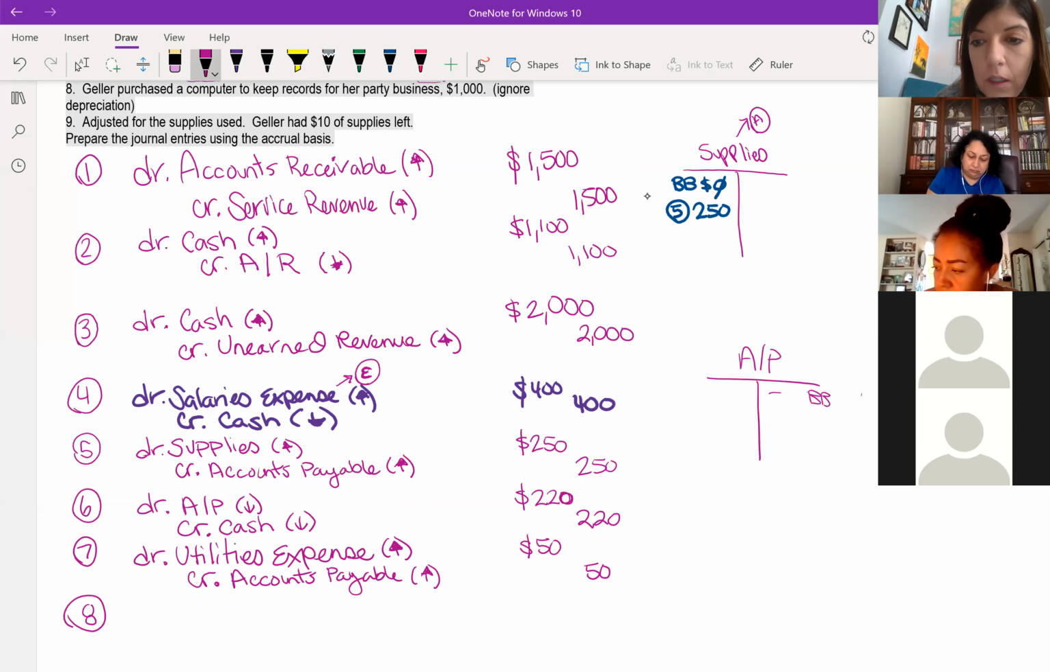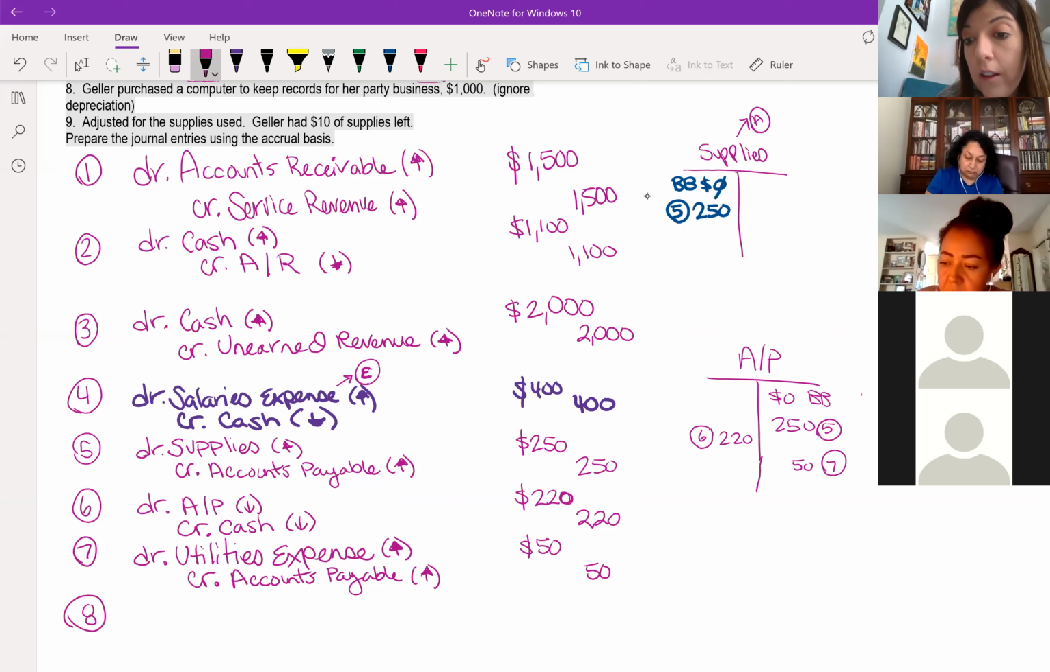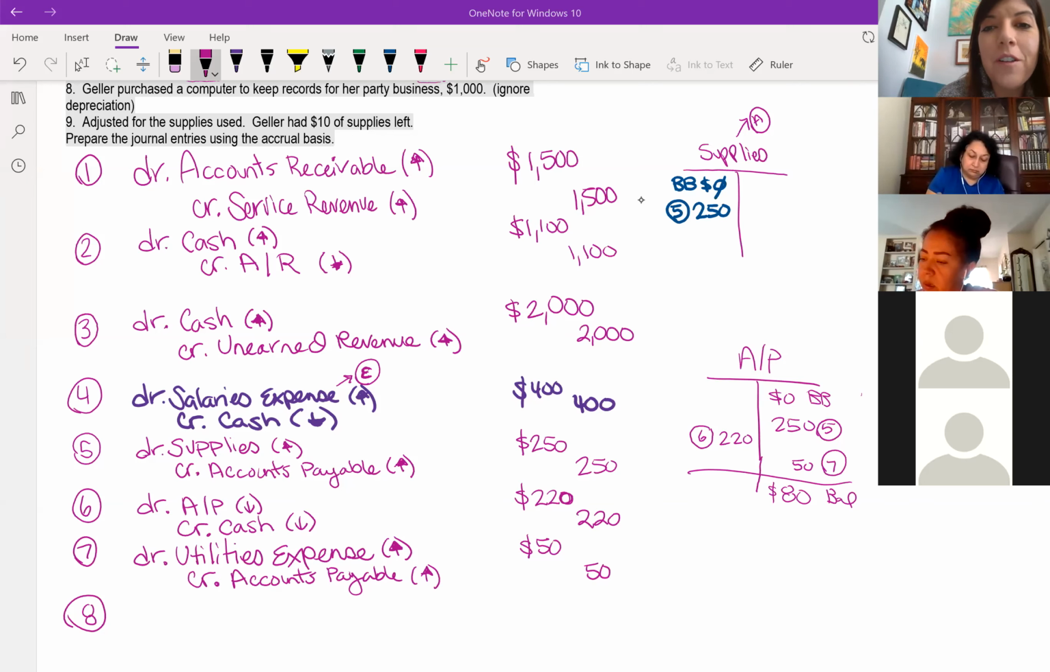Obviously, the beginning balance would be 0 because we started with 0. Accounts payable increased by 250 with number 5. Then it decreased by 220 in number 6. And then it increased again with number 7. So 250 minus the 220 gives you 30 left. And then 50, so the balance should be 80. Is that what you're showing? Okay, perfect.